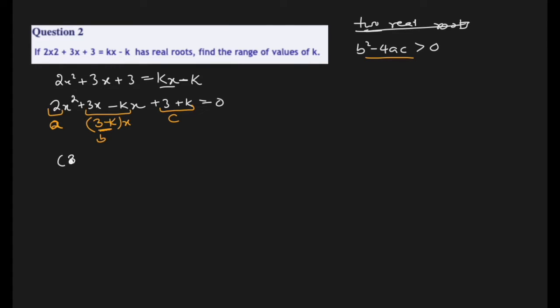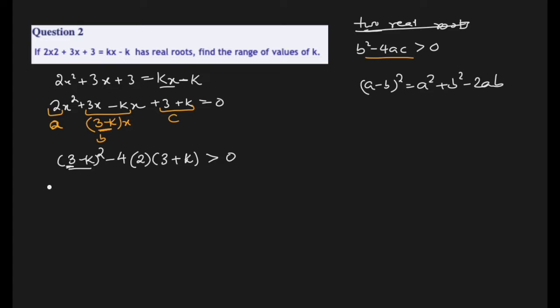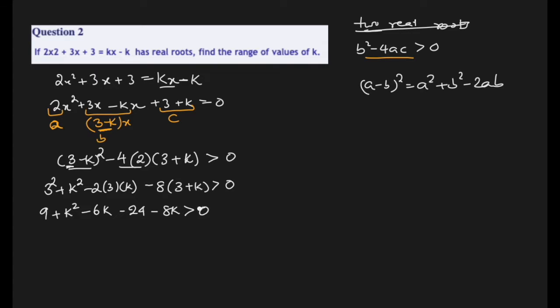So B square, (3 minus k) square, minus 4 times A and C has to be greater than 0. So we'll expand this. (a minus b) whole square, if you know this identity, is a square plus b square minus 2ab. That's what I'm going to do. 3 square plus k square minus 2 times 3 times k, 2ab, right? And this will be minus 8, (3 plus k) remains 3 plus k for the time being. Now this will be 9 plus k square minus 6k minus 24 minus 8k has to be greater than 0.